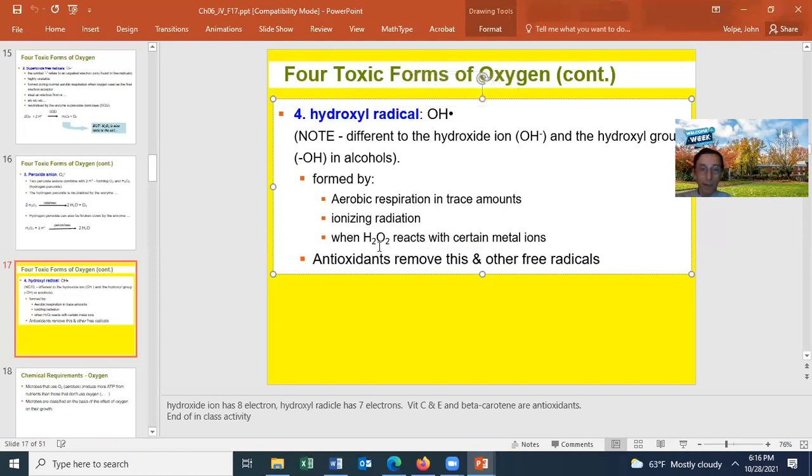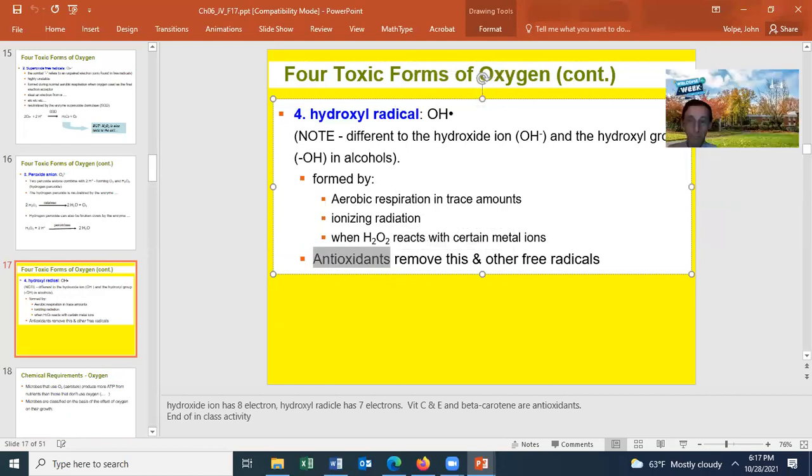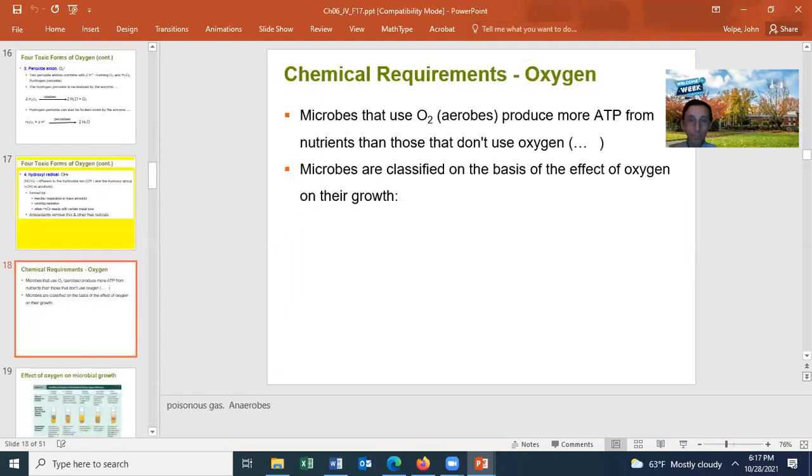We have many other antioxidants that also remove free radicals. So that's why a diet rich in antioxidants is good for you. It removes the free radicals because our cells always make free radicals at low numbers, especially from aerobic respiration.